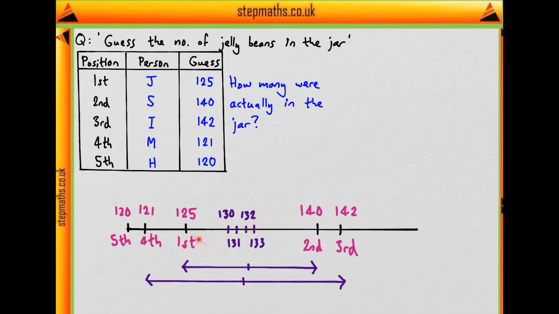But what if you move along a couple to about 132? Are we still closer to 125 than we are to 140? Well, it's 7 points away from 125 and 8 points away from 140. So this one works. What about this one? So we're 11 points away from 121, but we're only 10 points away from 142. So it looks like we're in this little window, and therefore 132 is our answer for how many jelly beans are actually in the jar. This corresponds to D on the question paper.